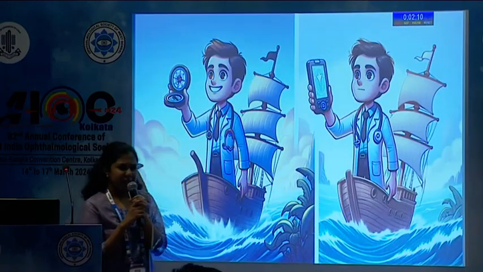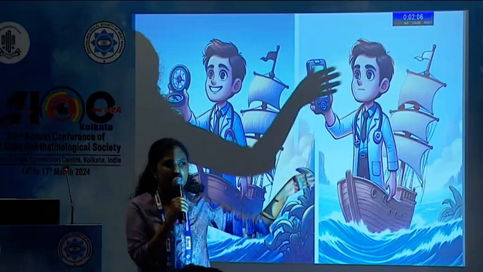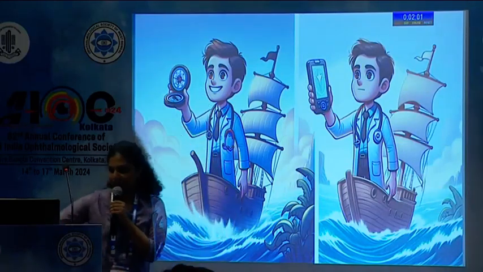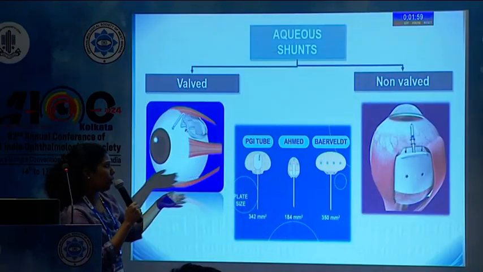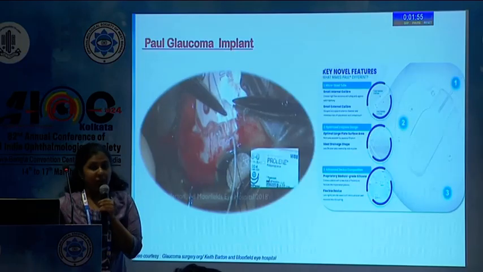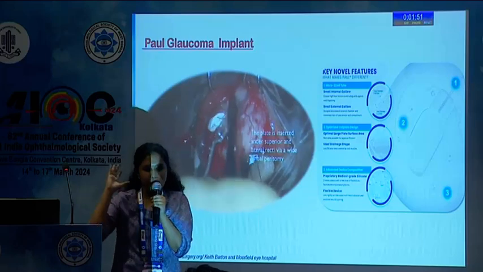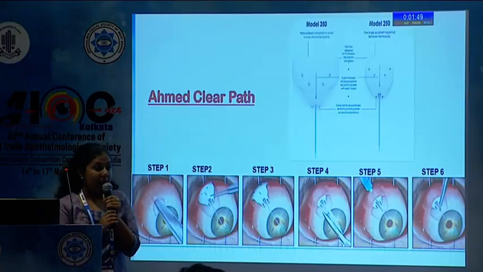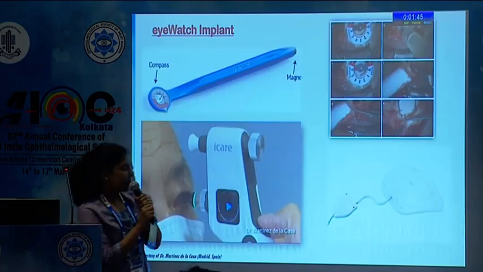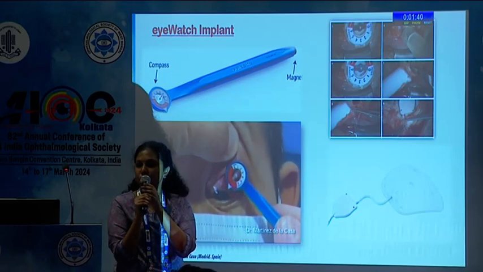Now, trabeculectomy can be considered a reliable compass while we navigate the uncharted waters of NVG. Why not switch over to a GPS system? I am talking about aqueous shunts. I am sure you know about the Ahmed valve and the Baerveldt implant. Let me tell you the newer ones. We have the Paul glaucoma implant with micro-sized tubules and a novel end plate design. We have Ahmed ClearPath, which is a valveless one. And speaking of compasses, we have the iWatch implant, which has a compass that can externally control the intraocular pressure.